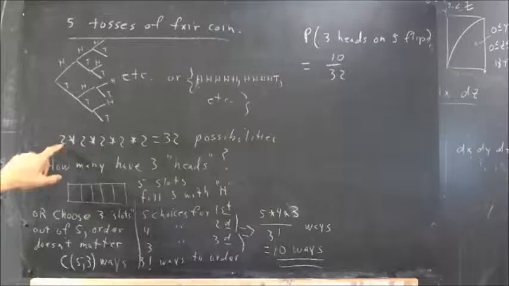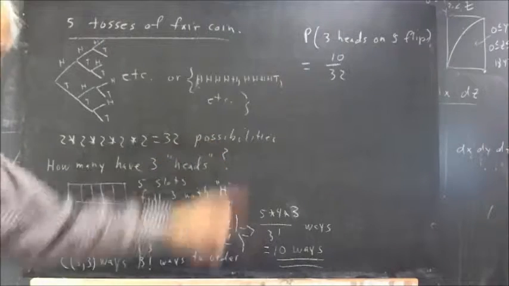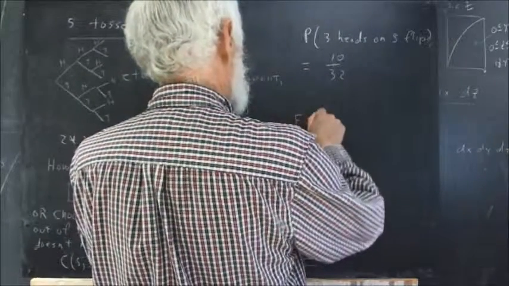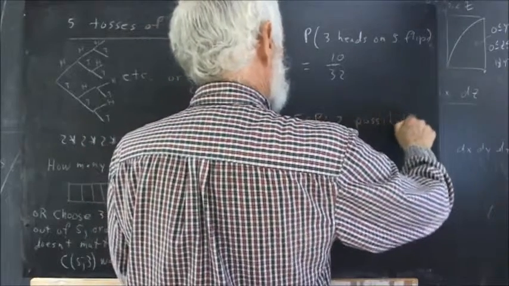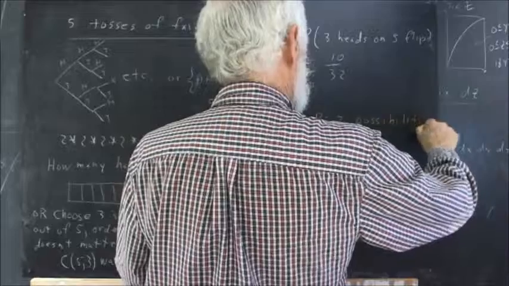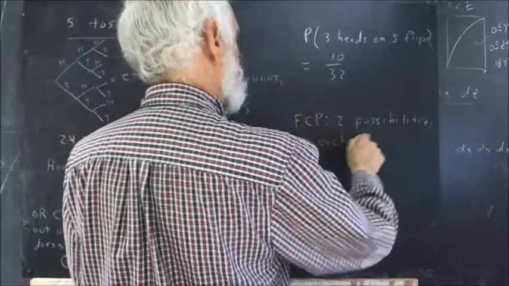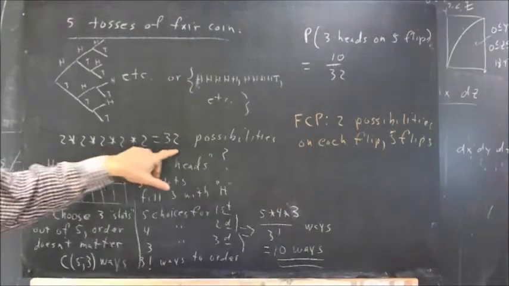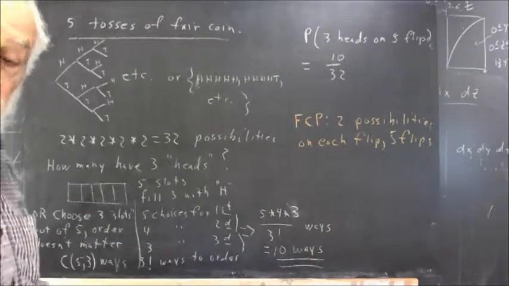Now, first of all, there are 2 times 2 times 2 times 2 times 2 equals 32 possibilities. We can reason that out by the fundamental counting principle. There are 2 possibilities on each flip, 5 flips. That gives you 2 times 2 times 2 times 2 times 2 equals 32 possibilities. Now, how many of those possibilities have 3 heads?